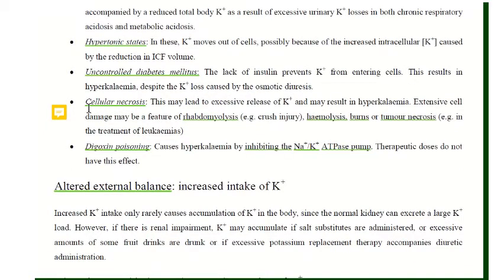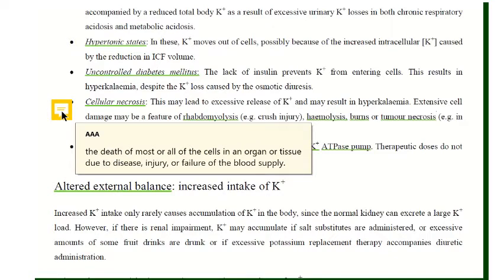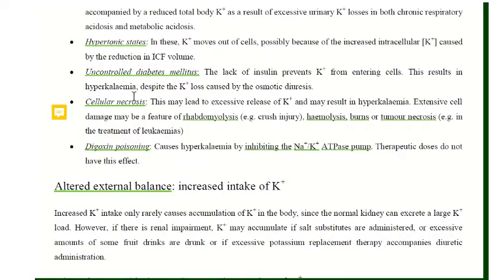وأيضا هناك حالات cellular necrosis. النكروسيس يعني اللي تصير the death of cells, يعني الخلايا اللي تموت. This may lead to an excessive release of potassium, لأنه البوتاسيوم هو أكثر شيء موجود داخل الخلايا, فمن تموت الخلايا راح يطلع البوتاسيوم, lead to excessive release of potassium and may result in hyperkalemia.